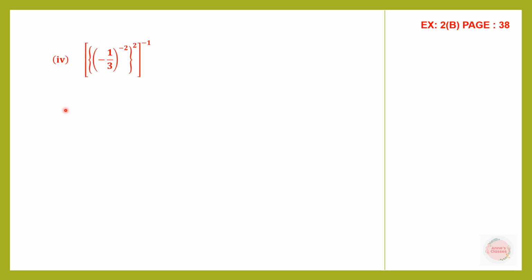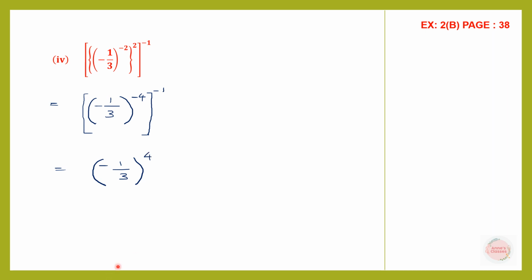So let's do that. First thing we're going to write is minus 1 by 3. Now we're going to multiply minus 2 into 2. First these two powers will multiply. Minus 2 into 2 is minus 4. And this thing is raised to minus 1. So now what we can do is multiply these two powers. Minus 4 into minus 1. Minus into minus is plus. 4 into 1 is 4. So that becomes plus 4. So we have minus 1 by 3 raised to the power of 4. So the power is now positive.